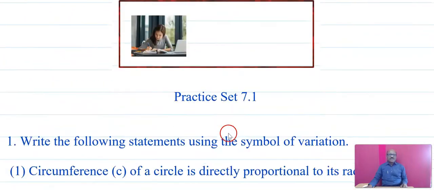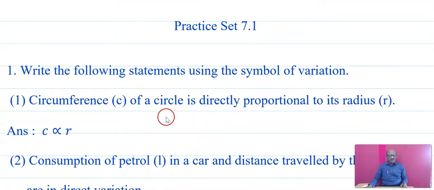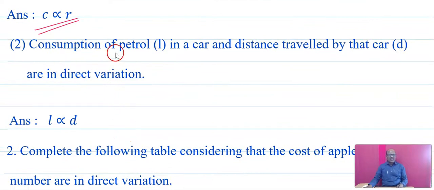Now we'll see exercise 7.1. Write the following statements using the symbol of variation. What is the first? The circumference C of a circle is directly proportional to its radius. Therefore, C is directly proportional to r. This is the first one. Consumption of petrol L in a car and the distance traveled by that car D are in direct variation. Therefore, L is directly proportional to D.